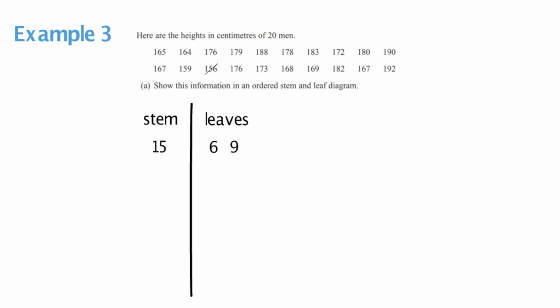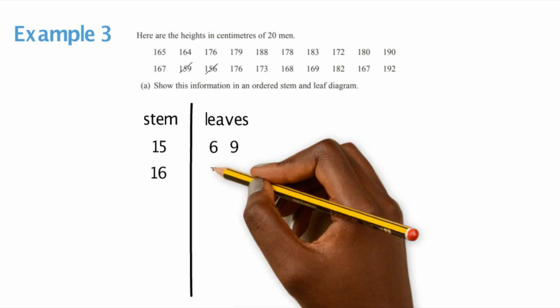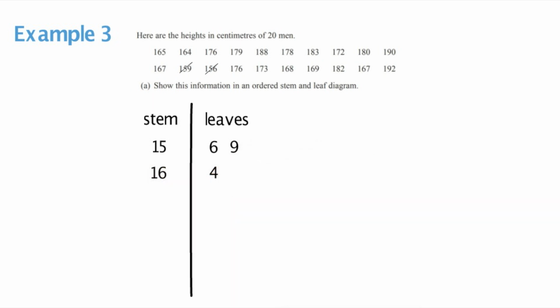So remember, your stem is your tens. It's the rhythm. Your leaves, leaves doesn't rhyme with units, but you get what I mean. And then again, for the 160s numbers, you'd write 16 and then 4, 5, 7.